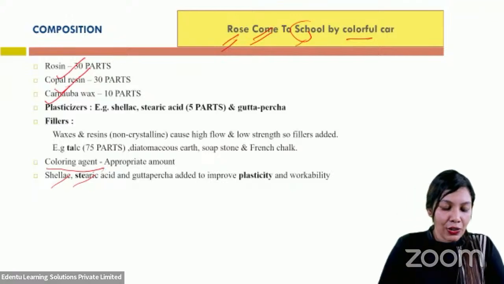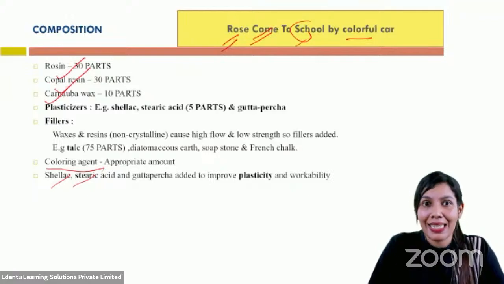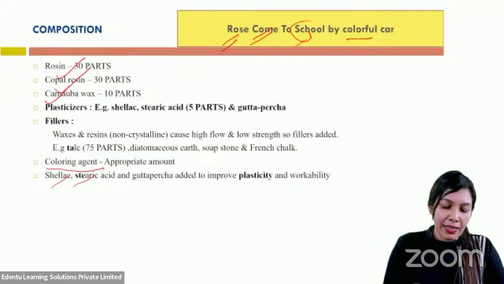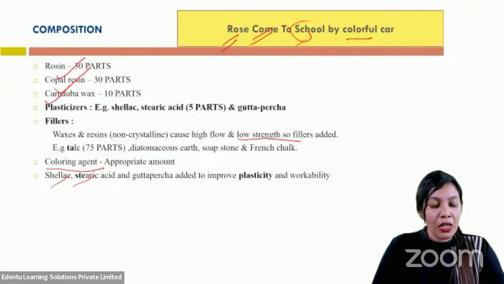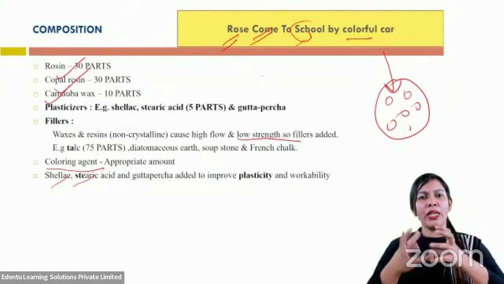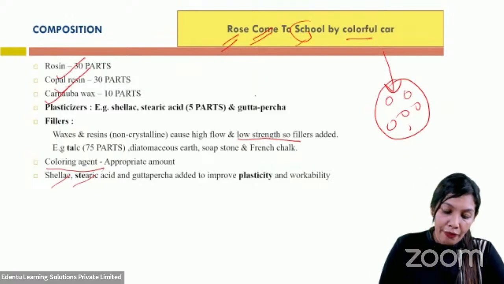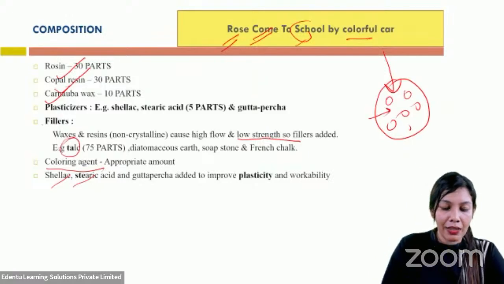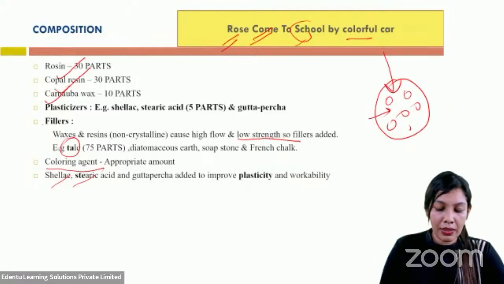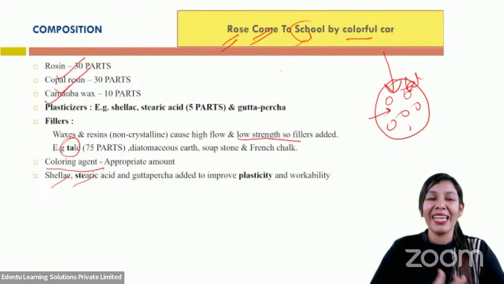Another important thing is, since the composition consists of waxes and resins, the strength is very less. You can see it is of lower strength, so we need to add certain fillers. Since wax does not have that strength, we need to apply certain filler particles into the material. The filler particles we commonly use are talc and diatomaceous earth.